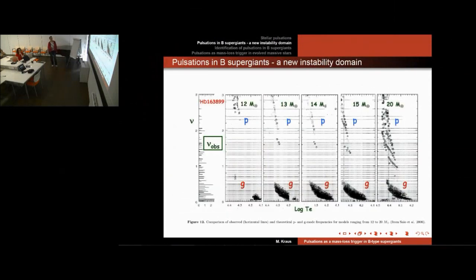When we want to understand how it is possible that this star is pulsating with so many different periods, Saio et al. started to compute the stellar evolution of massive stars, including pulsations. So what kind of pulsations can be expected as a function of temperature for different stars of different initial mass. And he found, quite surprisingly, that for the higher mass stars there are a lot of p-modes generated at some certain temperature, let's say here, and also a lot of g-modes at the same time.